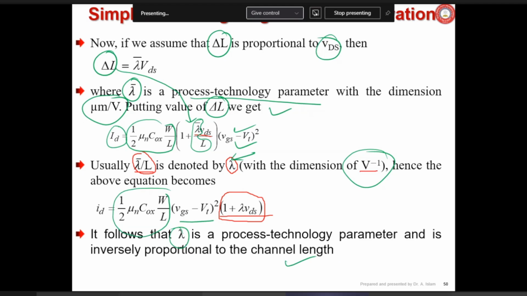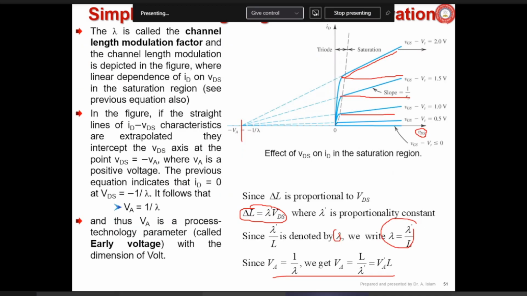Yes or no? It is inversely proportional. Lambda is inversely proportional to length or not? You see this portion. Understood? Yes, sir. So yes, it is a technology parameter. Now, one question. Further, you study and see whether we'll stop here or we'll continue. If you're not having class, then I will take another 5 minutes.